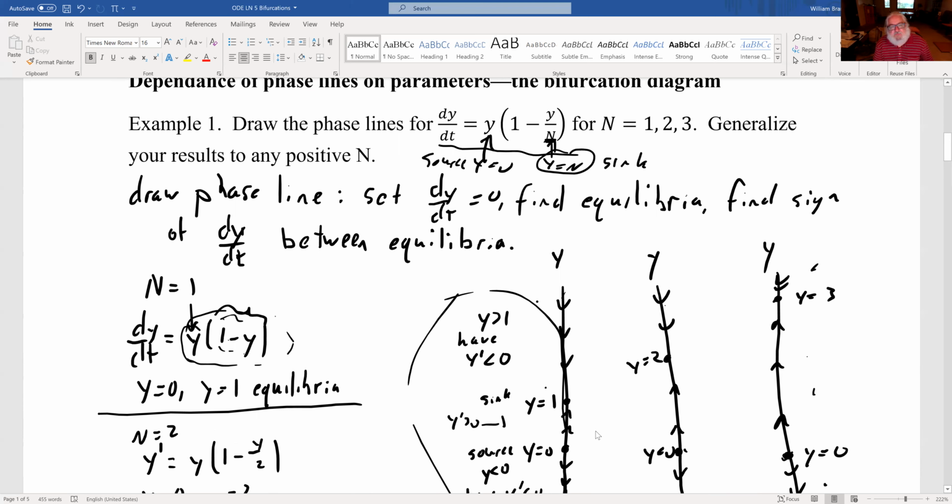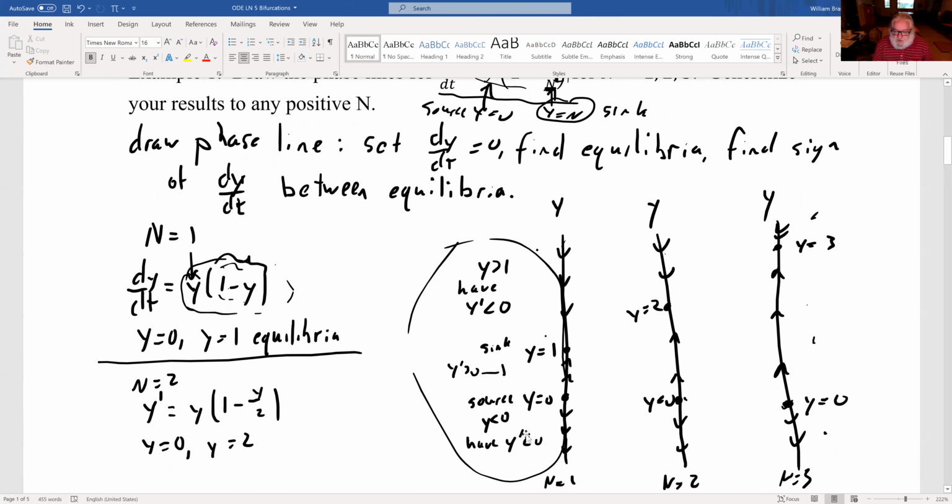And that makes sense, right? If we're thinking about this in terms of a population, N is the limiting population. If we start with any positive amount of animals or whatever, we should end up with N as our final amount. So if we started with 3 as our stable population, if we start with too many, the population will decrease to 3. If we start between 0 and 3, the population will increase to 3. And likewise for 2 and 1.